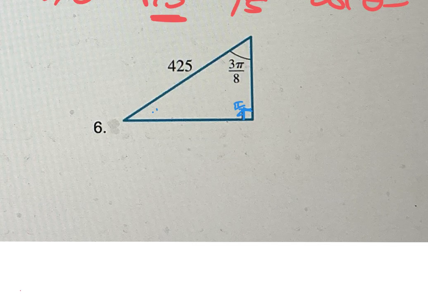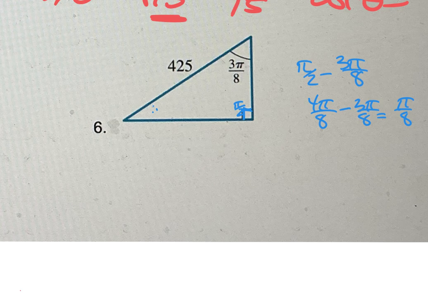So to find out what's missing here, I'm going to do pi over 2 minus 3 pi over 8. Now, I don't know the answer in my head, but we'll go anyway. So pi over 2 is really 4 pi over 8 minus 3 pi over 8, which is 1 pi over 8. And guys, that goes right there. So there's the missing angle, pi over 8.